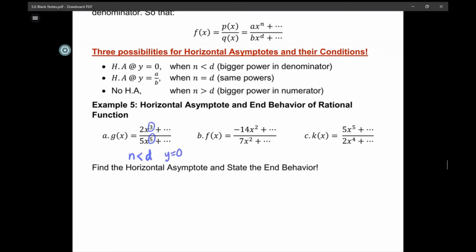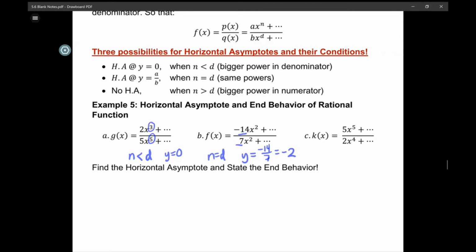Let's look at B. Okay, so this one, the numerator power is equal to the denominator power. So that means we're in the n equals d group here. And that means that the ratio of the leading coefficients is your horizontal asymptote. So y equals negative 14 over negative 7. Negative 14 over negative 7, so that's 2. Hmm, y equals negative 2 is my horizontal asymptote in that example.